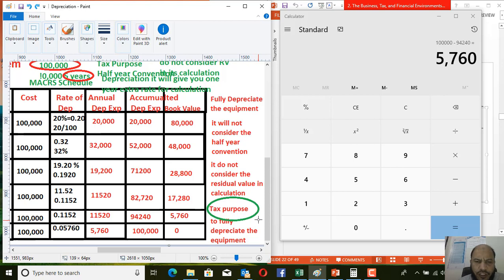This method is used for tax purposes. If you see over here, when the company is in good condition, production will be higher, and when there is high production, they charge higher depreciation expenses upon this machinery. So that's why we may say this method is used for tax purposes, and this method will fully depreciate the equipment for which we are preparing the depreciation schedule.